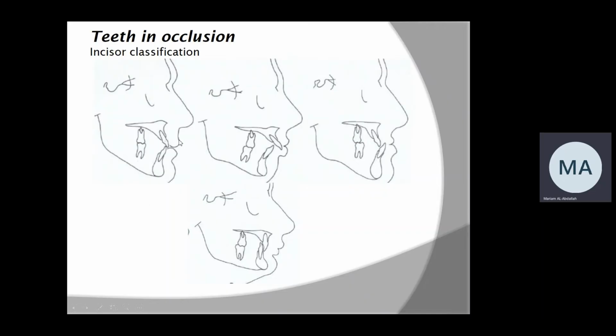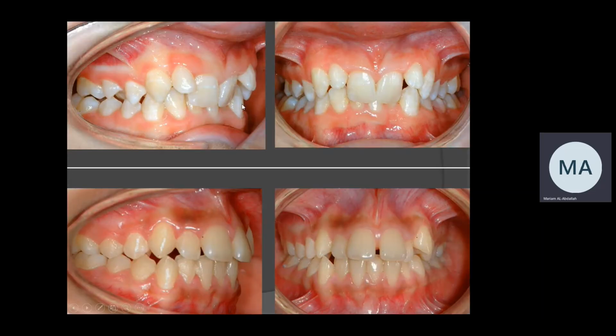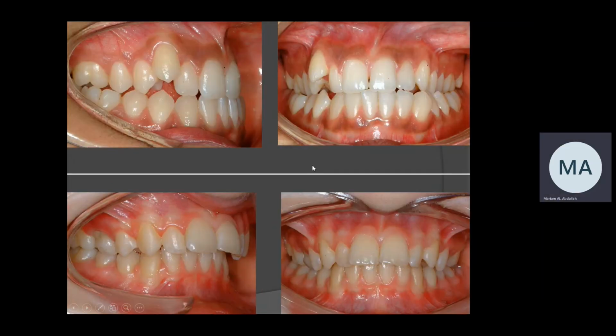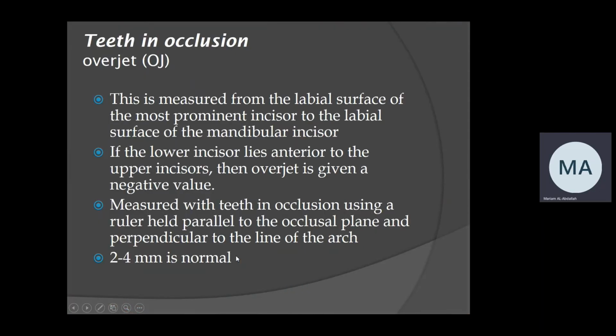So just to remind you, the incisors classification is based on the relationship between the lower incisor and the cingulum plateau of the upper. So this is a class 1, class 2, division 1, class 2, division 2, and then you have here the class 3 incisors classification. So this is obviously class 2, division 2. This patient here has class 1 incisors classification. This patient has class 3 because the lower incisal edge occludes anterior to the cingulum plateau. And here you have a class 2 division 1 incisors classification.